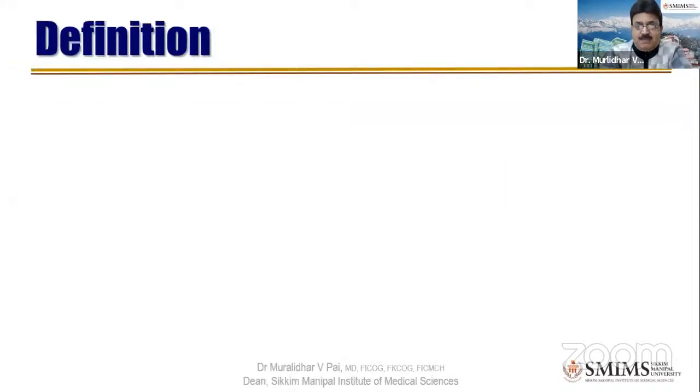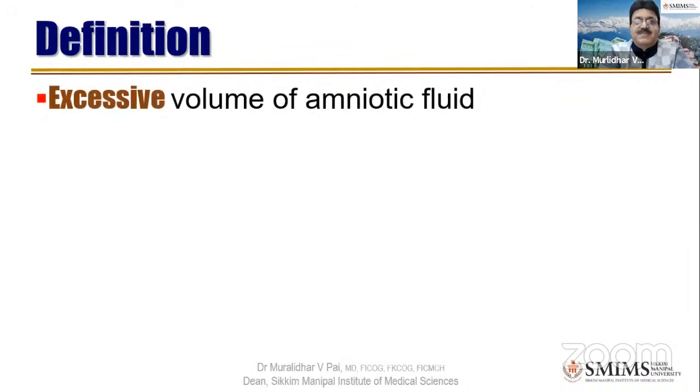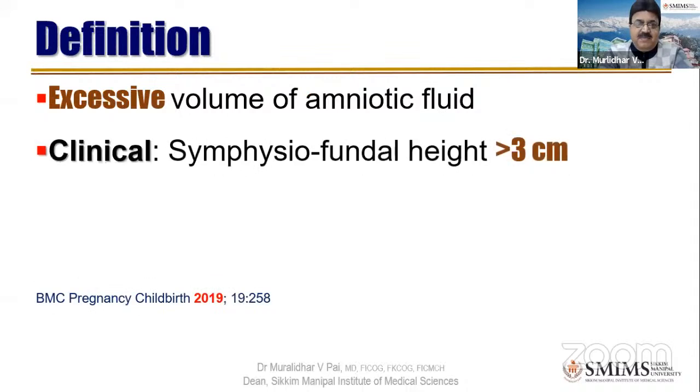What is polyhydramnios? Obviously, it is excessive volume of amniotic fluid. Very simple. But what is excessive is to be defined. Clinically, when we measure the symphysiofundal height, and if it is more than 3 centimeters than the period of gestation, we can start thinking of polyhydramnios. We don't have to wait for the over distension of the abdomen, where the uterus is up to the xiphisternum and flanks are full.